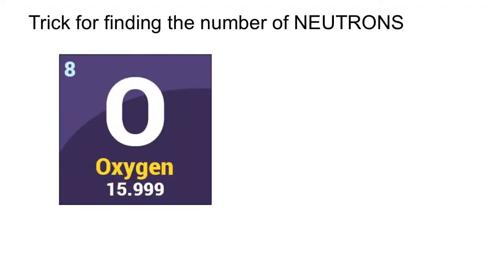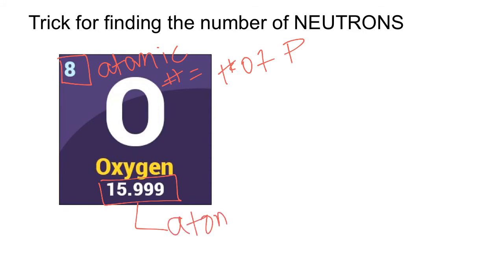All right, now a couple of quick last things before we move on. Trick for finding number of neutrons. So I mentioned before that this number here, that's your atomic number, that is equal to the number of protons, okay? This down here is your atomic mass. This does not tell me how many neutrons I have though, right? It only tells me how many protons I have and the total mass.